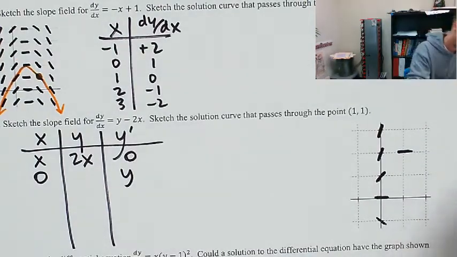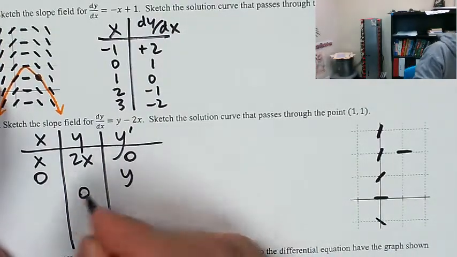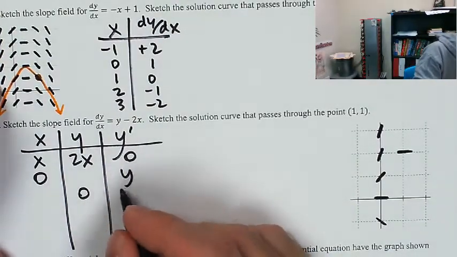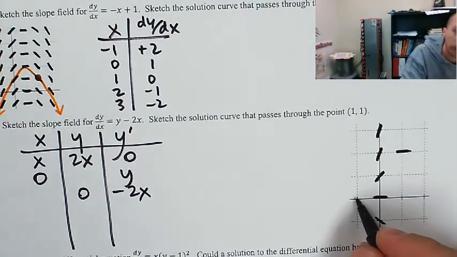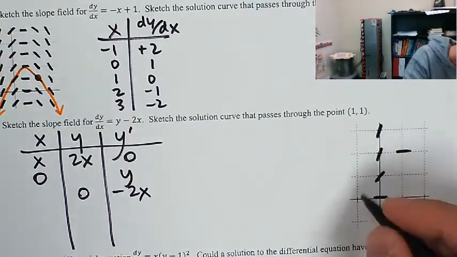Okay. If y is 0, then dy dx is going to be negative 2x. All right, so negative 2 times negative 1, that's going to be positive 2.